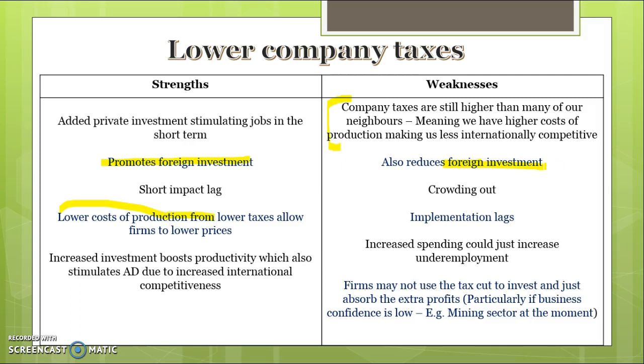Crowding out is another weakness. So again, it can cause budget deficits if we have lower company tax rates because the government's collecting less revenue. That can lead to higher interest rates. There's the implementation lag. It can take a while to get through the Senate. The increased spending may just reduce underemployment. And firms may not use the tax cut to invest. They may just absorb the extra profits. So the increase in profits for miners, or any other industry for that matter, may not actually eventuate to increased jobs and increased employment.